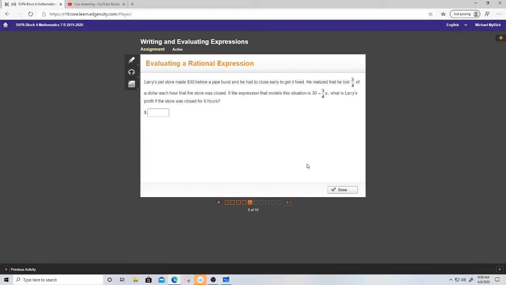Use your knowledge of algebraic expressions to evaluate the expression shown. Alright, Larry's pet store made $30 before a pipe burst and he had to close early to get it fixed. He realized that he lost $0.75 each hour that the store was closed. That's not bad if you think about it. If you have a business and you only lose 75 cents an hour that the store is closed, interesting. If the expression that models this situation is 30 minus 3/4 x, what is Larry's profit if the store was closed 8 hours?